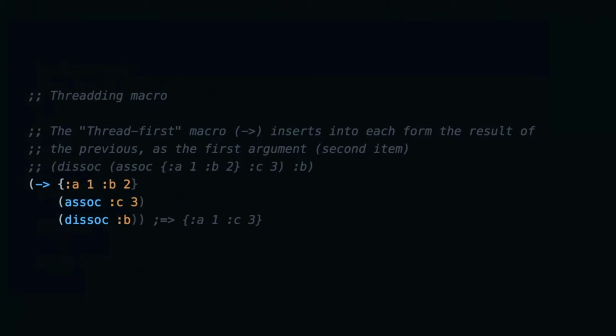This map will get passed to assoc before the C, although you don't see it here. And then the result of the assoc function would get passed to this dissoc, which would produce this new map without the D key. Now you might think that you actually prefer to have the argument as the last argument also. Well, don't worry, Clojure has a macro for that also.